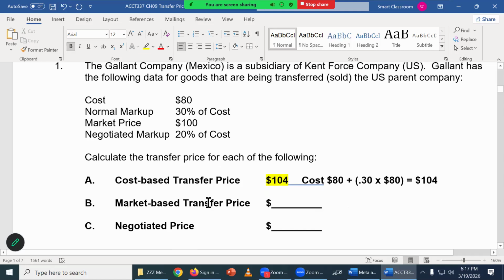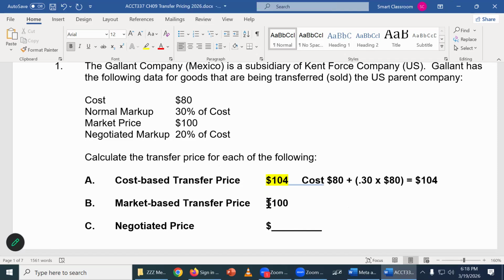Market price is a little bit easier. Market price would be what? Market price. And you can actually go through some data to try to find out what the market price is for stuff. But oftentimes, if there's an active market for something or similar items, a lot of times you can get that. Negotiated price.